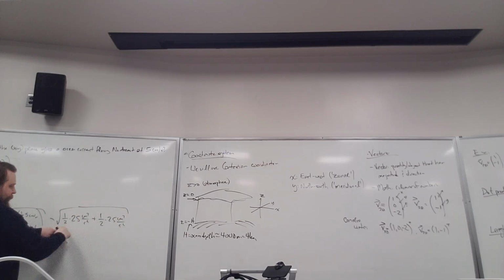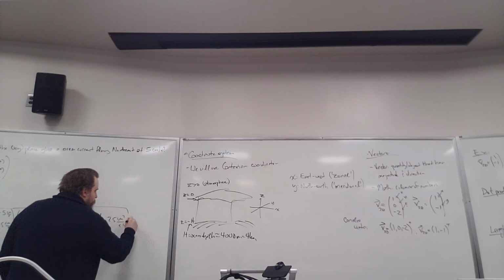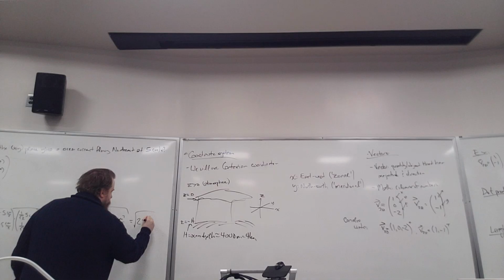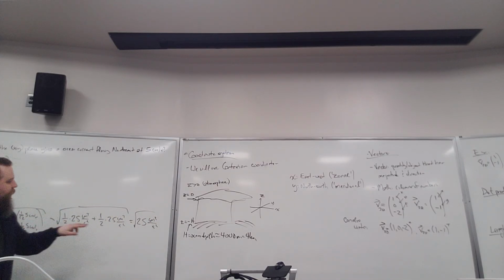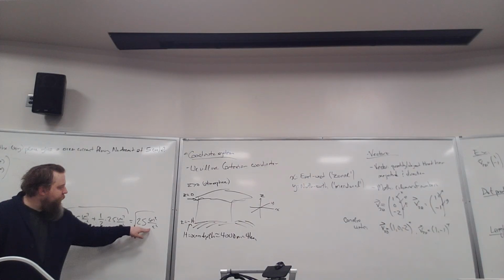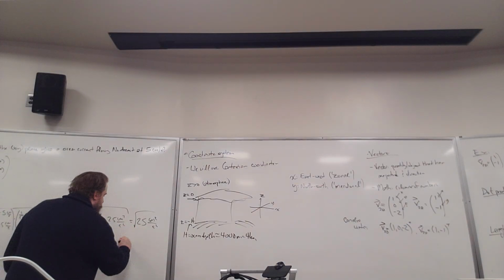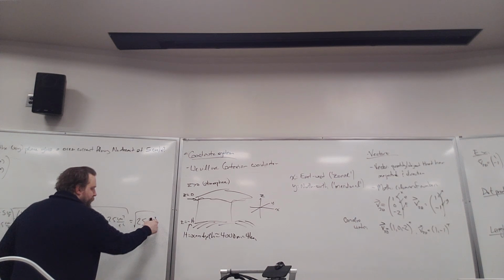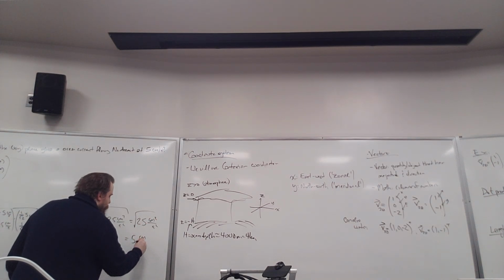So these two halves, we can combine them. So this would be just 25 centimeters squared per second squared. And then we take the square root, and we take the square root both of the value and of the units. And so the square root of 25 is just 5. And the square root of centimeters squared per second squared is just centimeters per second.